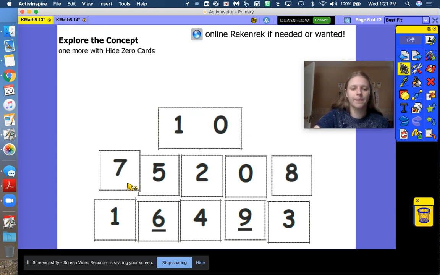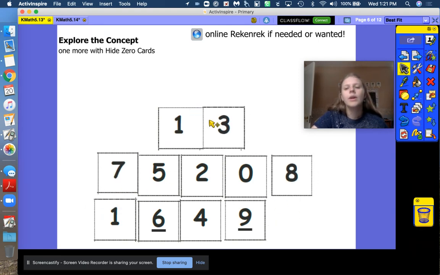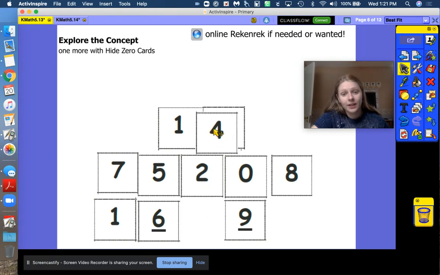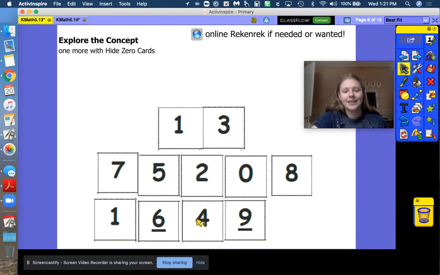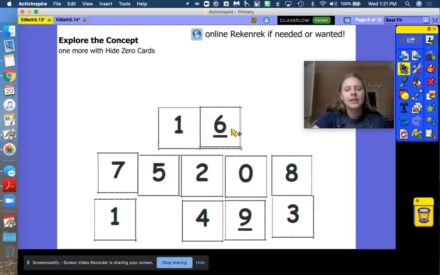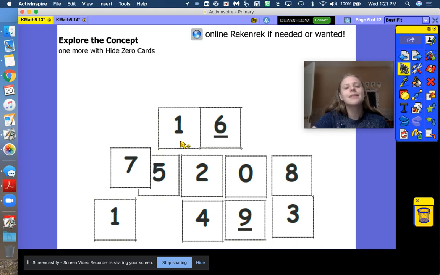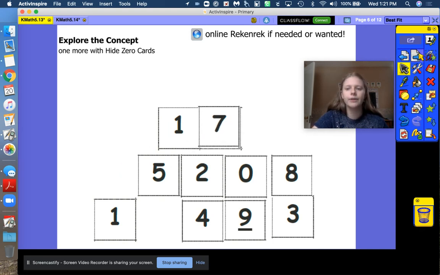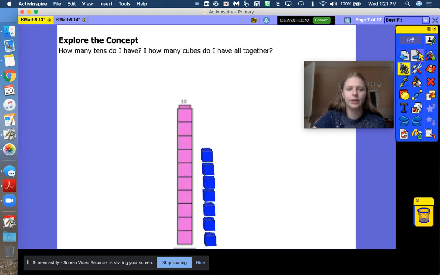Let's do another one. What is 13 and one more? 14. Well done. Guys are doing great at this. Adding one more, great mathematicians. 16 and one more is 17. Getting really good and fluent at counting those teen numbers. Good job.